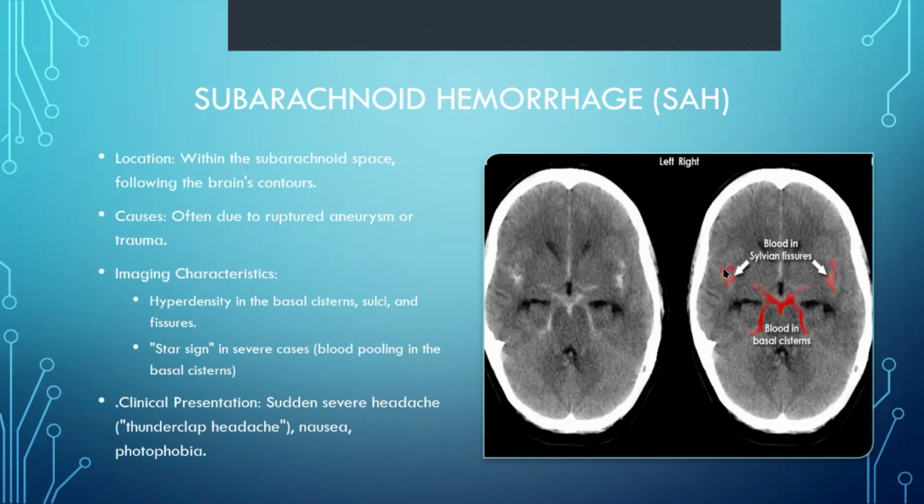Now, the reason I'm not concentrating too much on where you would see these is because there are different types of subarachnoids that you get. But generally, what you would see is a hyperdensity in the basal cisterns, the sulci, and within the fissures as well. So there are the fissures over there, and there you can see the blood in the cisterns as well. And then the star sign can be seen in severe cases, but I'll show you that on another slide. That's blood pooling within the basal cisterns.